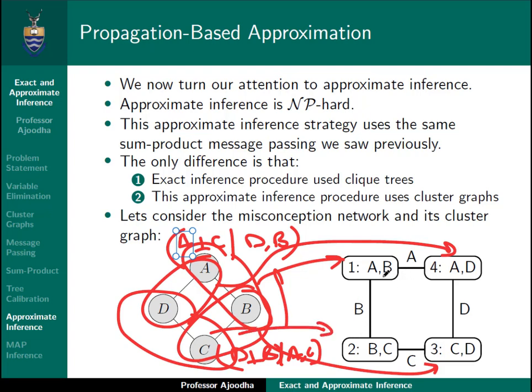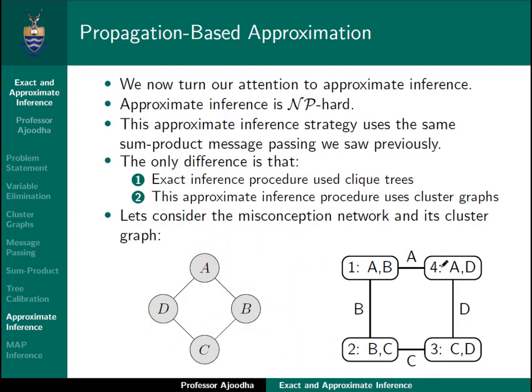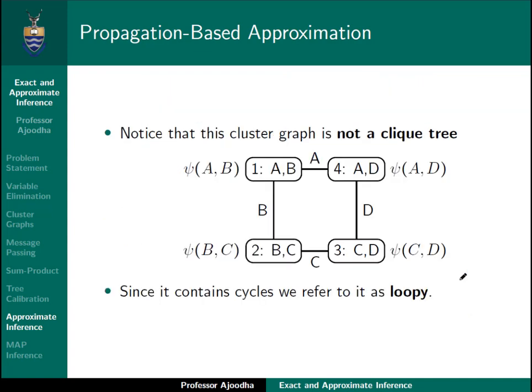And then obviously the shared variable between these two clusters becomes the subset. So A and A becomes A, D and D becomes D, and C becomes C, and then these two become B. So you have this beautiful cluster graph with a loop, which gives you a nice way to do approximate inference. It gives you a data structure to do approximate inference.